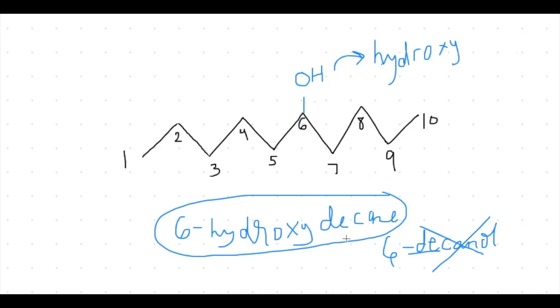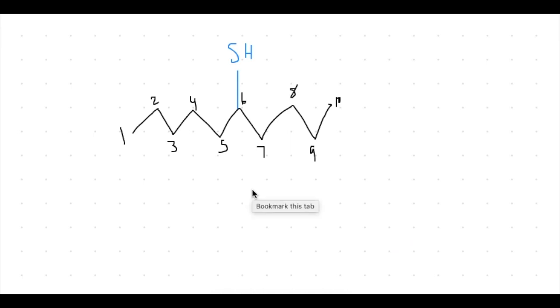in a different family. Now let's take a look at this sulfur and hydrogen group. When SH is a substituent, it's called mercapto, and because it's on the number 6, we have a 6-mercaptodecane.